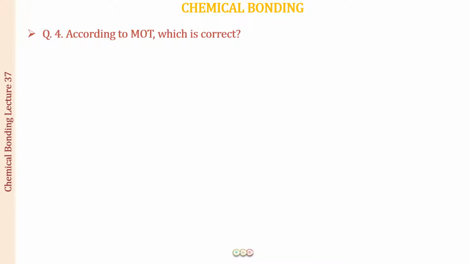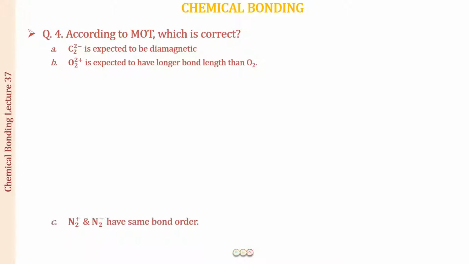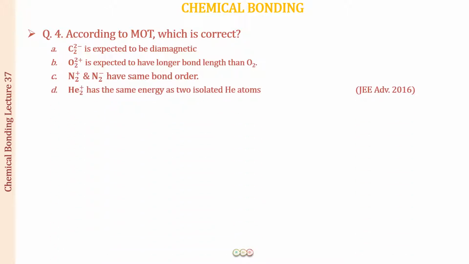Next we have the fourth question. According to MOT, C2 2- is expected to be diamagnetic. O2 2+ is expected to have longer bond length than O2. N2 + and N2 -, they have the same bond order, and He2 + has the same energy as the two isolated helium atoms. This is a relatively recent question, JEE Advanced 2016, and you will be able to crack it very easily. So just pause and find out the answer yourself before listening to the solution now.